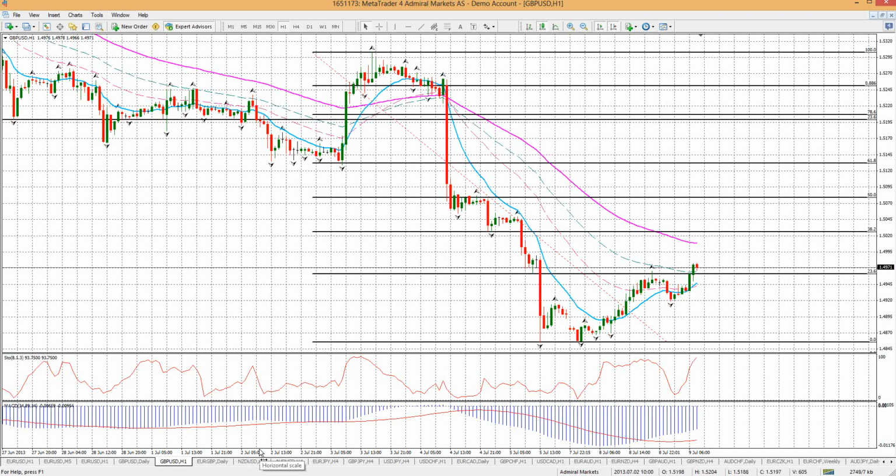I have 13, 21, 8, 34, 55, 89, 144. You can use all of them. Those are the ones I like the most personally. And of course, the higher the number, the longer term, and the closer to 8, the shorter term.